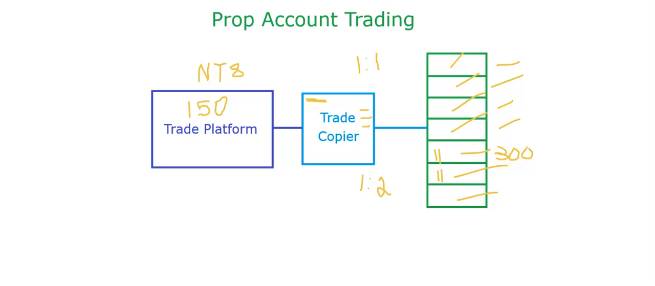Now, if I have a smaller account, I got to downsize the ratio. And then you got to think about it. If I want to trade 1 lot in a 50K account, I'm going to have to trade at least 3 lots on my 150K account.